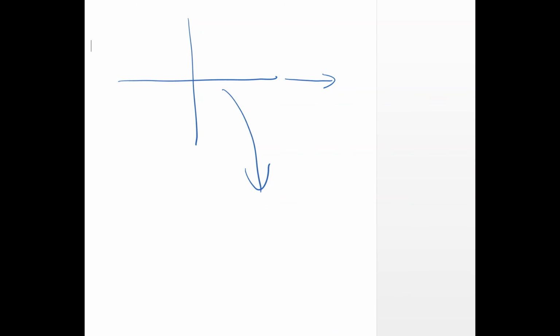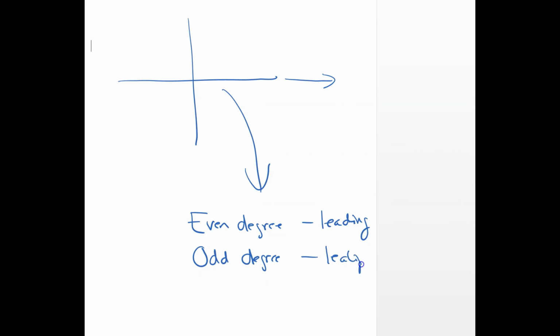Here's the deal, though. There's two situations this happens. If you have the situation where they both go down, like it goes down on the left and it goes down on the right, well, that would be an even degree with a negative leading coefficient. Okay? Even degree, negative leading coefficient. But you know what? We have another situation. What if we had an odd degree, and that's also a negative leading coefficient?